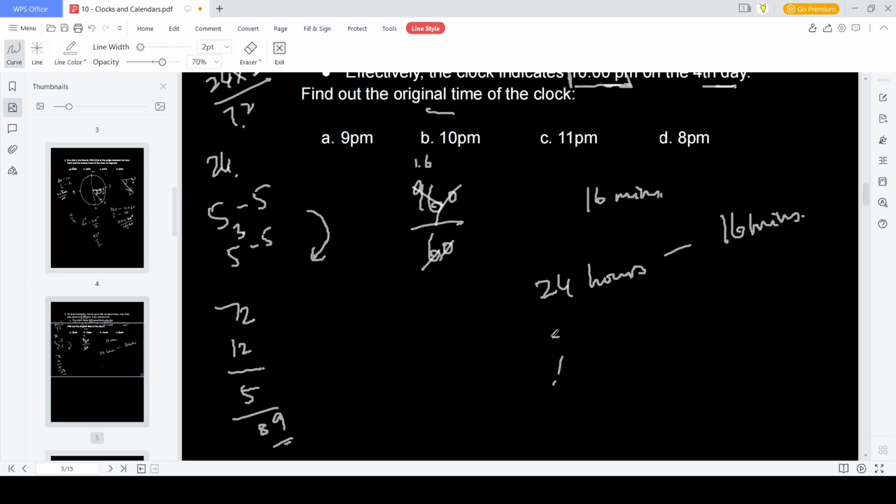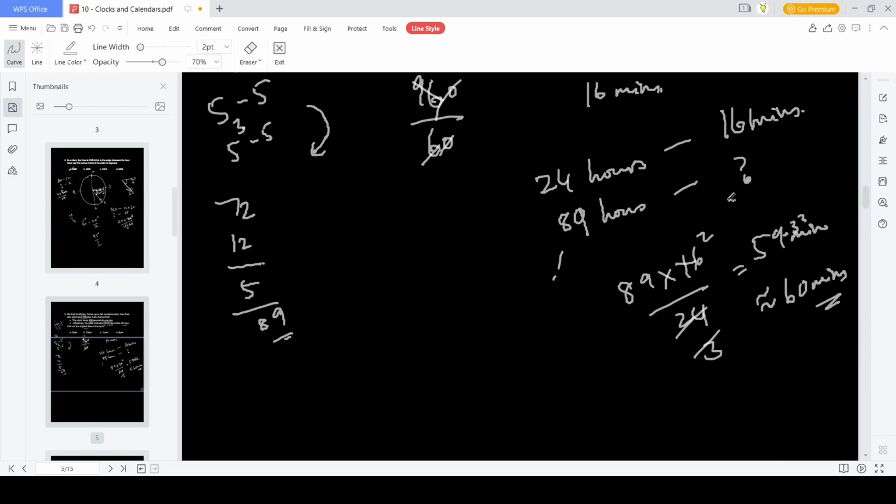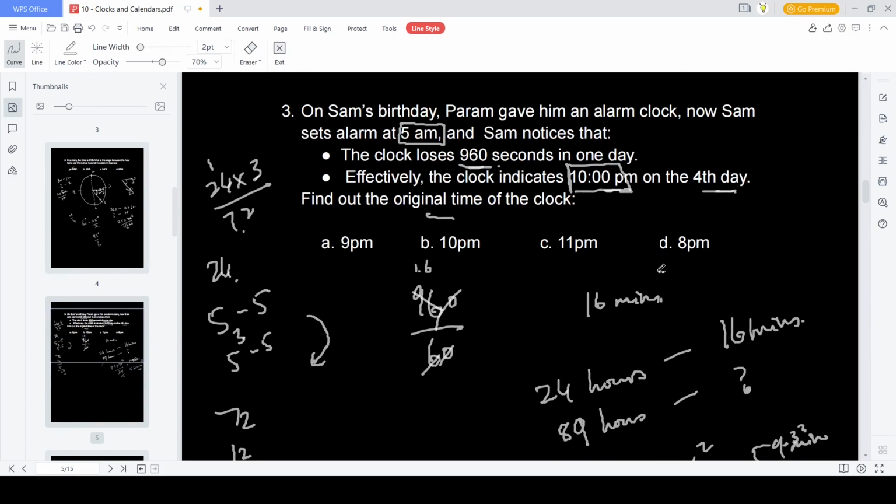So in 89 hours, how many minutes are lost is the question. We'll just simply cross multiply: 89 into 16 divided by 24. This goes 3 times, this goes 2 times. So this comes as 59.333 minutes lost. We can round that off to 60 minutes. So in this whole duration, 1 hour was lost. So if the time is shown as 10 p.m., it is actually 11 p.m.